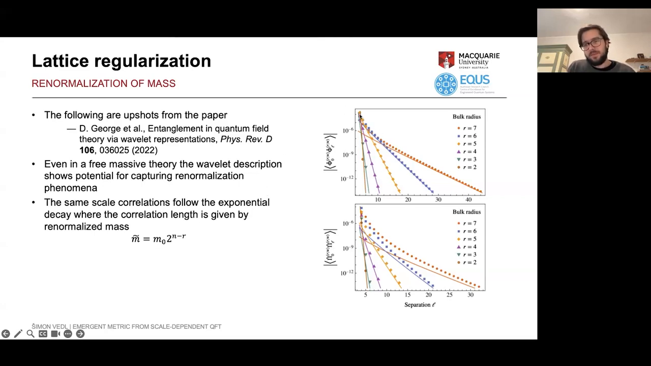And then here we have plots where the y-axis is logarithmic, so that we can see exponentials as linear functions. The large number means a finer scale. So this finer scale is very much close to the bare mass, so it follows that exponential fall off of those correlations.